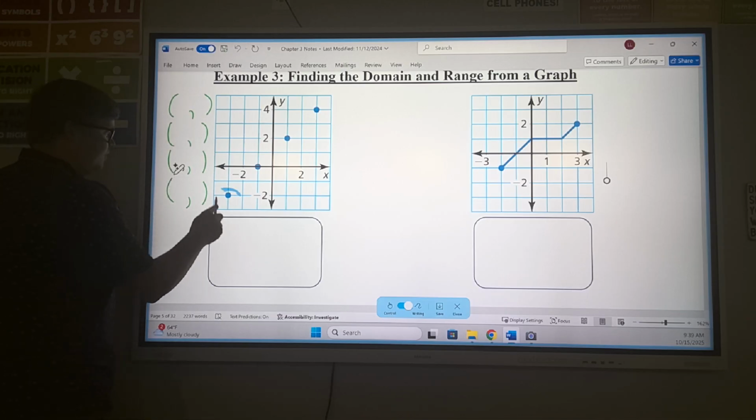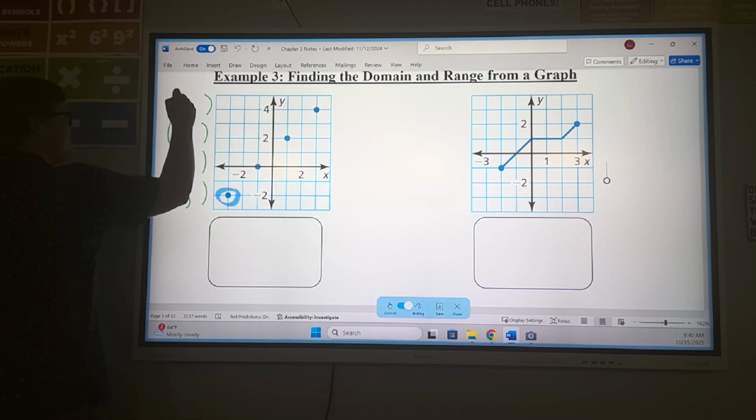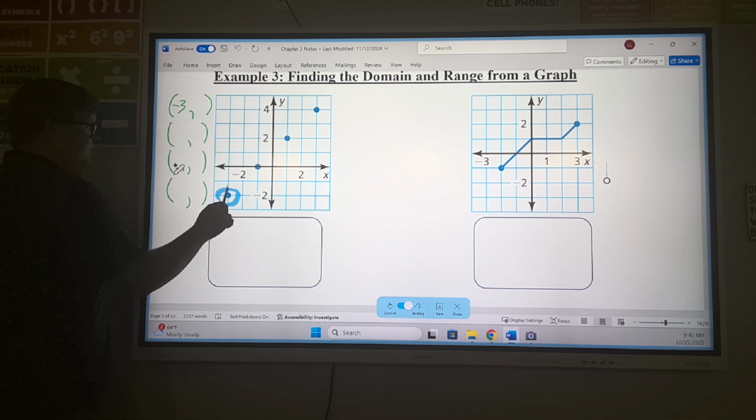So, we look at this first one. We go 1, 2, 3 to the left. That is -3 for the x value. And we go down 1, 2. That's -2 for the y value. So we have (-3, -2) for our first point.